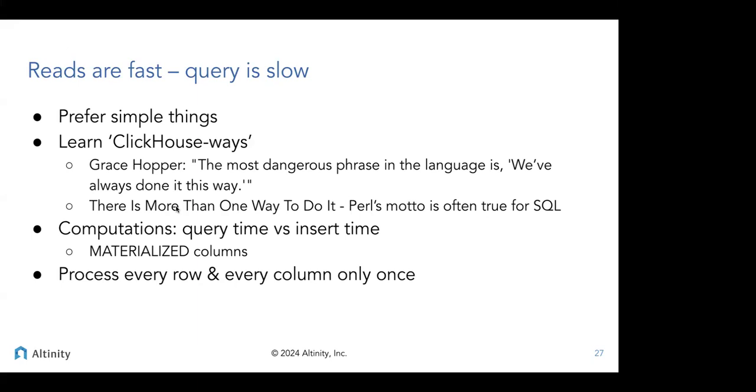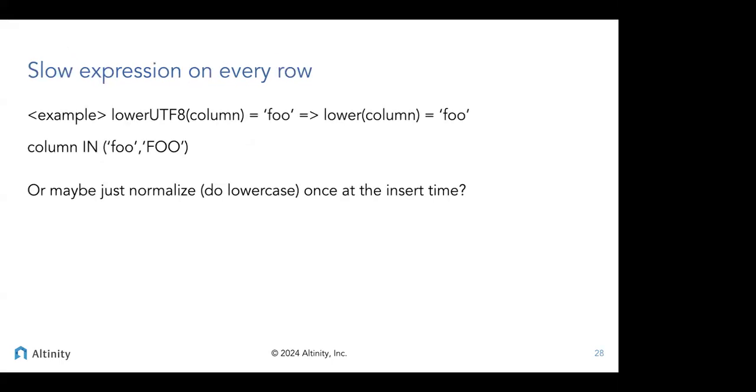If, on the opposite, you do that at query time every time, it means that every single query will do the same calculations for those millions or billions of rows. While ClickHouse is still fast, why the hell should you create that extra pressure there? And also important is to try to process every single row and every single column once.